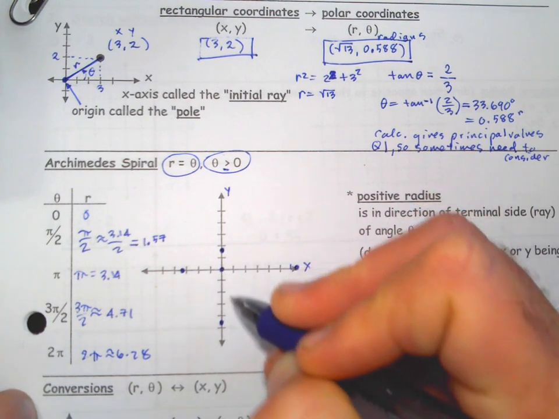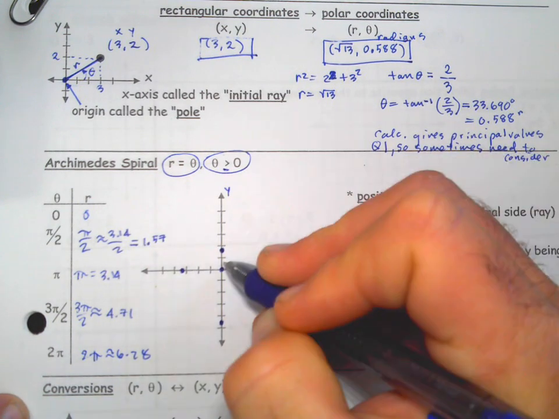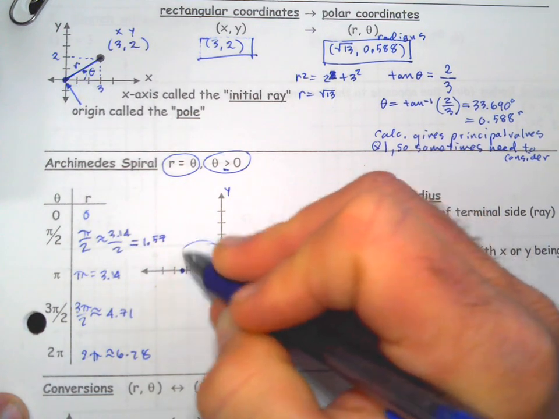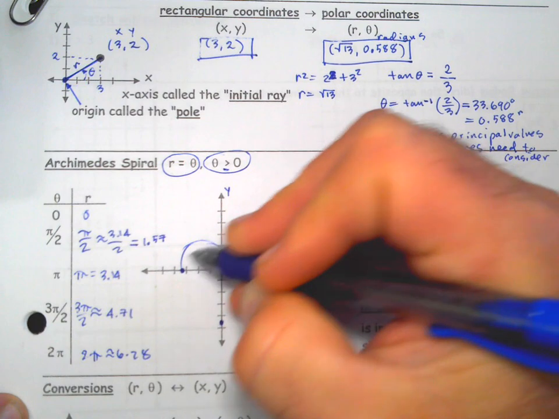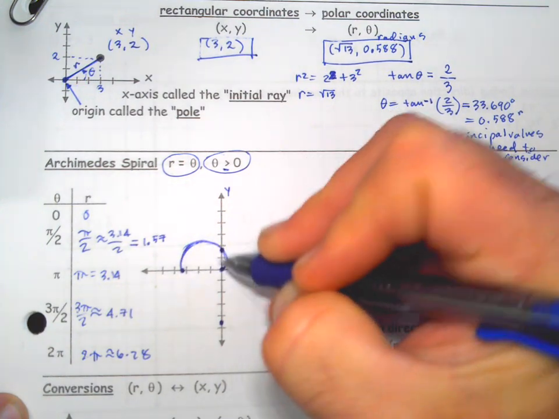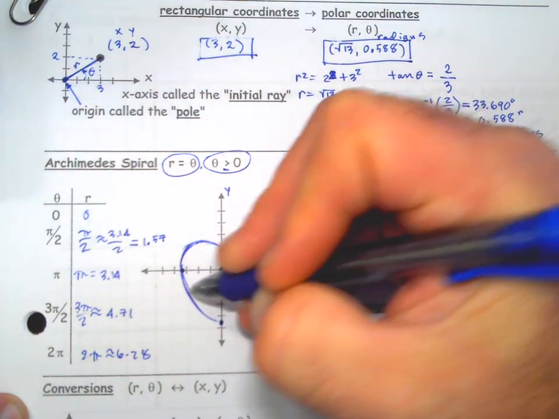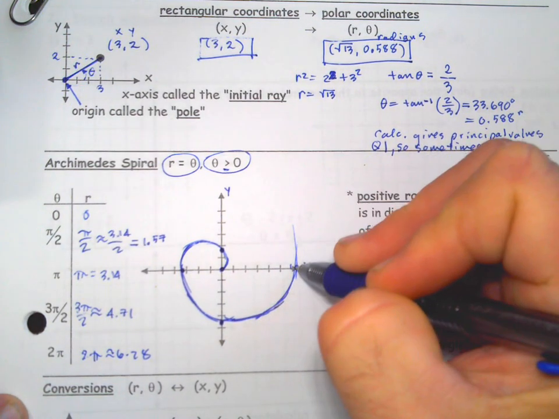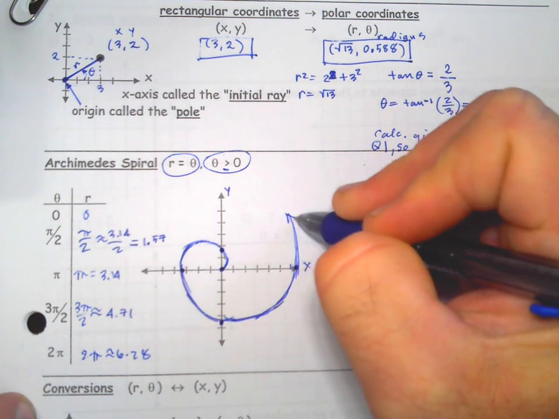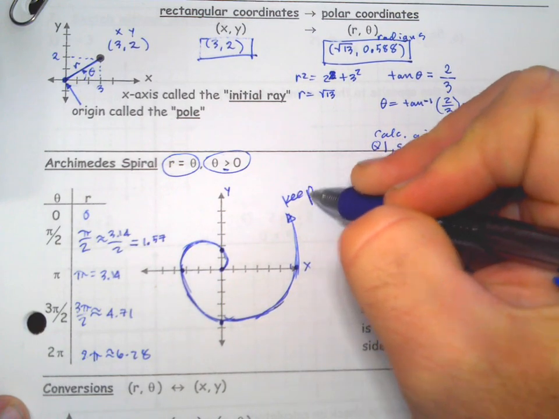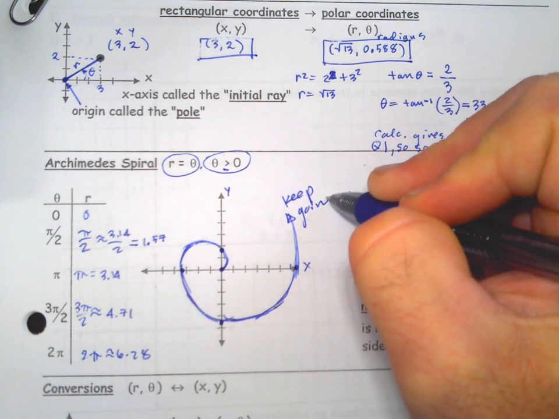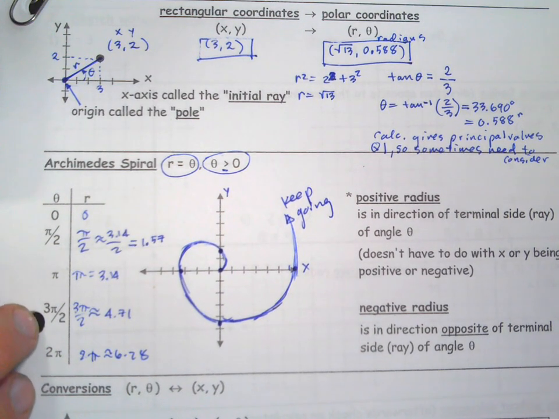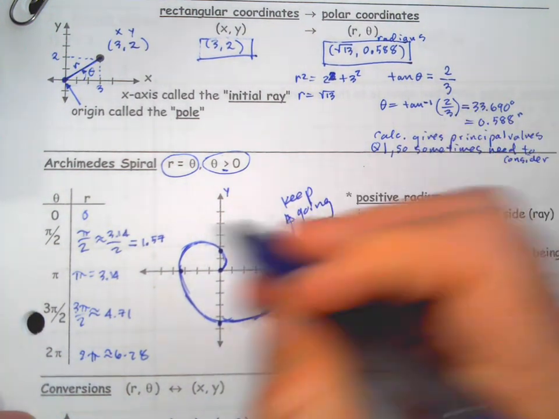Now what's happening is if we keep going, it's going to keep getting bigger and bigger. It's this kind of spiral looking shape. You could find more values in between, but this is what's happening, and it's just going to keep going, right? It's going to just keep going. So that's what they call an Archimedes spiral.